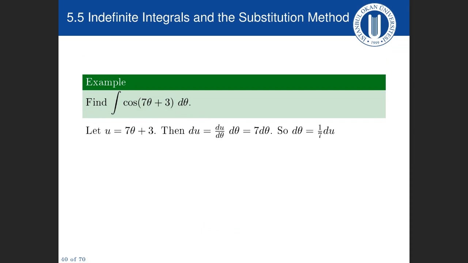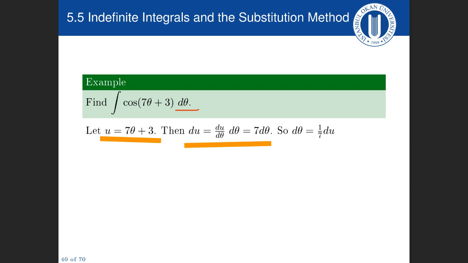Let's do another example. Find the integral of cos(7θ + 3) dθ. Step 1, choose a u: u = 7θ + 3. Step 2, calculate du. du is du/dθ dθ, or 7 dθ. Do I have a 7 dθ up here? No, I only have 1 dθ.